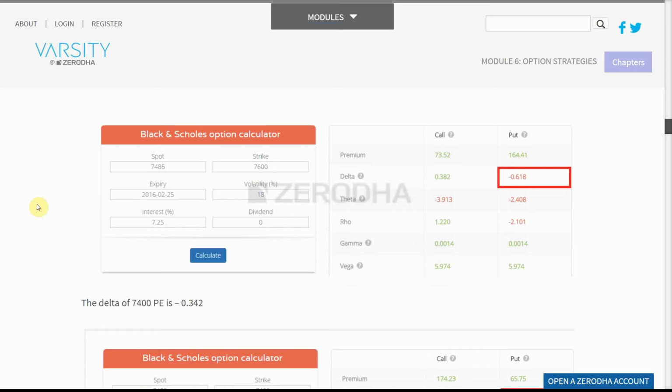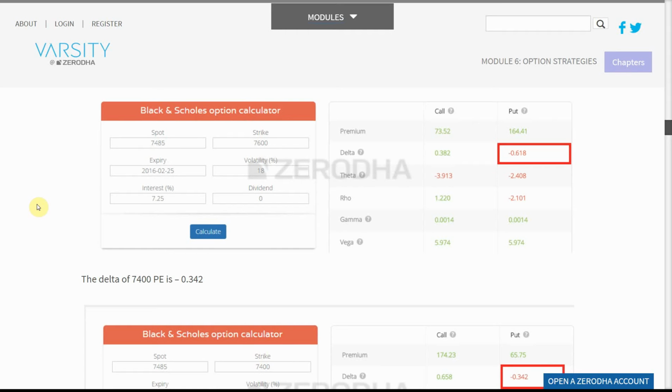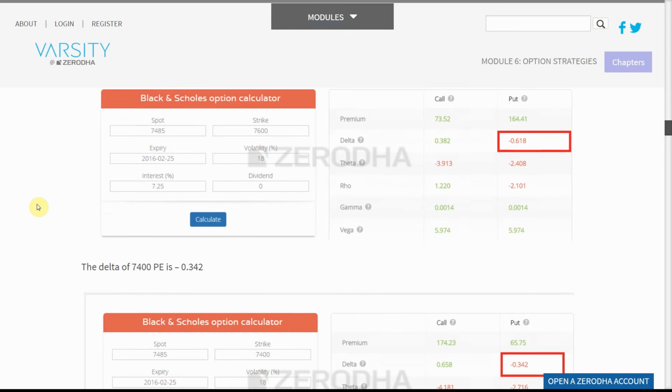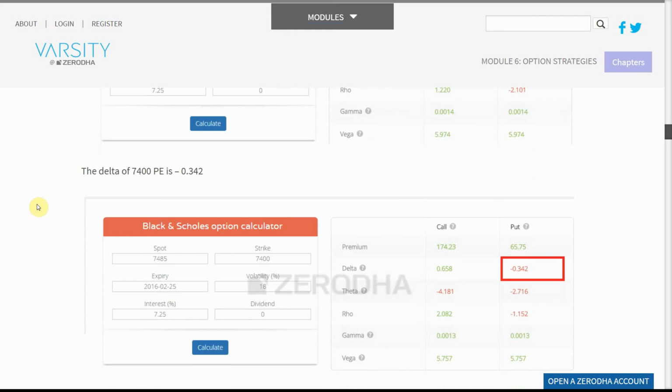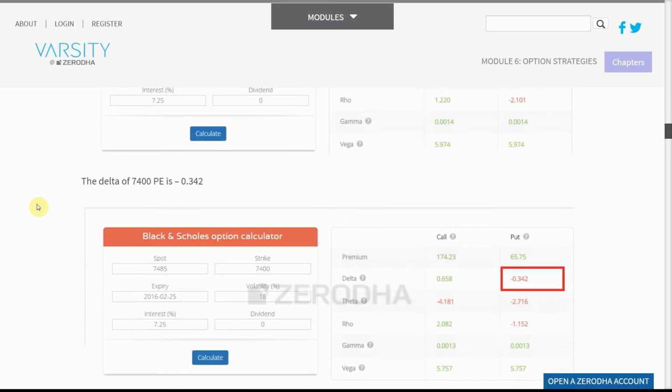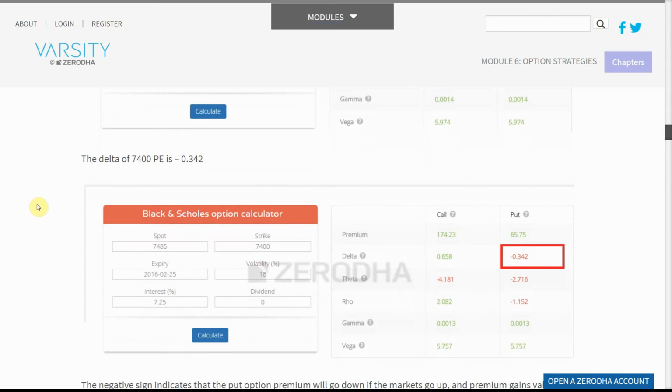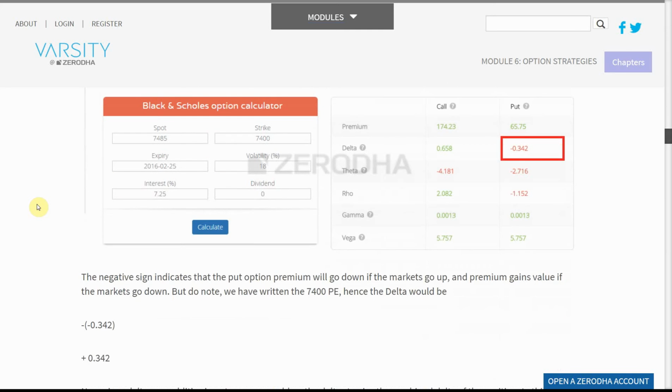The delta of 7,400 put is 0.342. The negative sign indicates that the put option premium will go down if the markets go up, and premium gains value if the markets go down. But do note, we have written the 7,400 put. Hence the delta would be minus 0.342, plus 0.342.